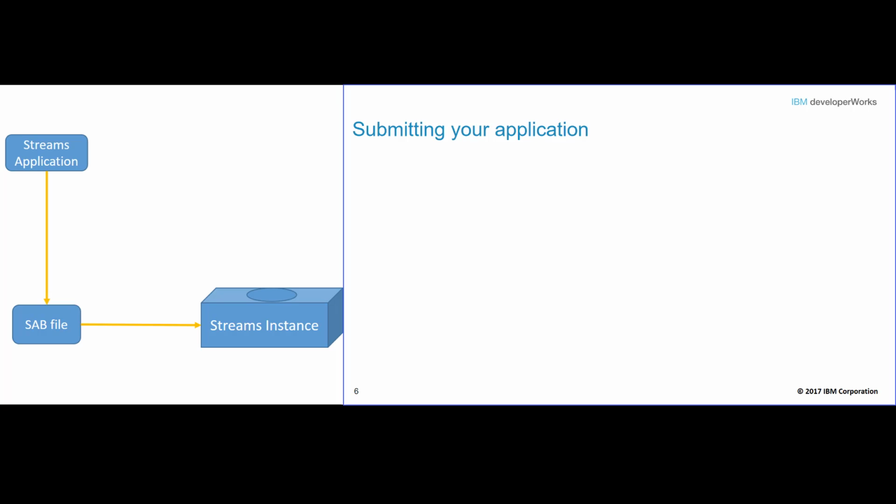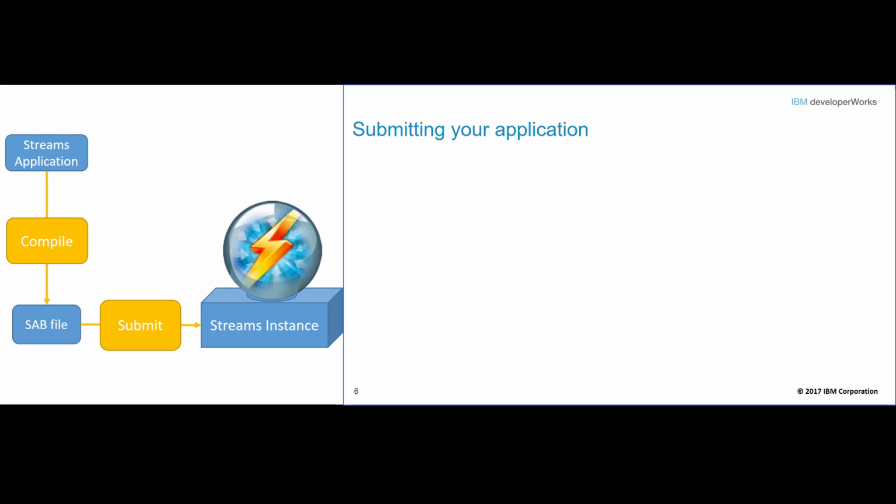There are a few steps between completing your application and running it. Once your application has been coded, it will first be compiled into a streams application bundle, or SAB file, which is the file containing the streams processing language code needed to run a streams application. After the SAB file is created, it must be submitted to a streams instance. Only then can it be run. This could either be a local streams instance or one on IBM Bluemix. This is a big concept in running streams applications. All you have to remember is that it's important to include a submit statement at the end of your streams program.